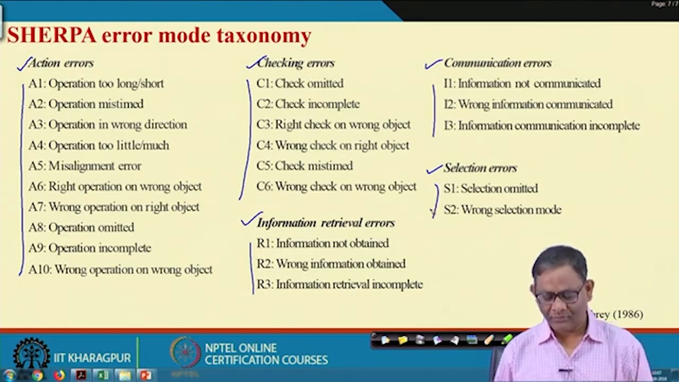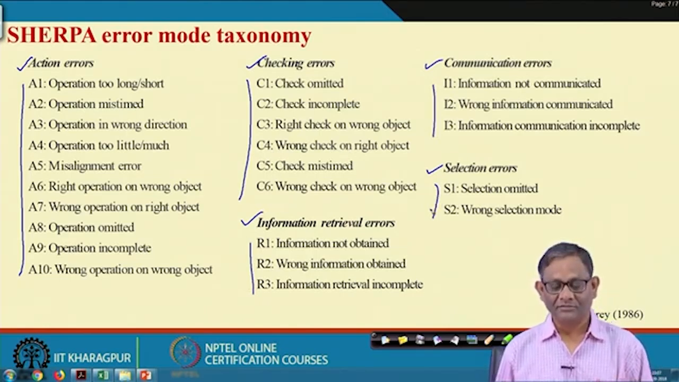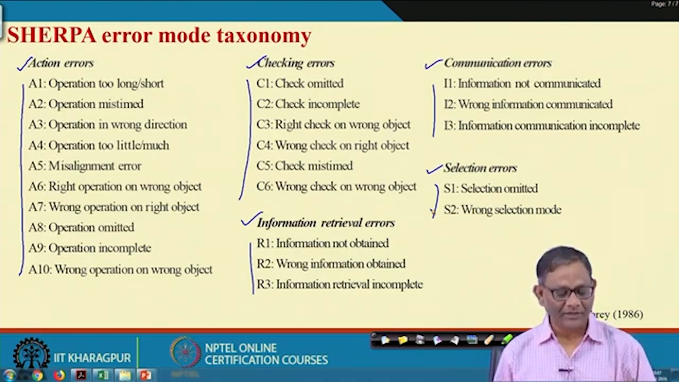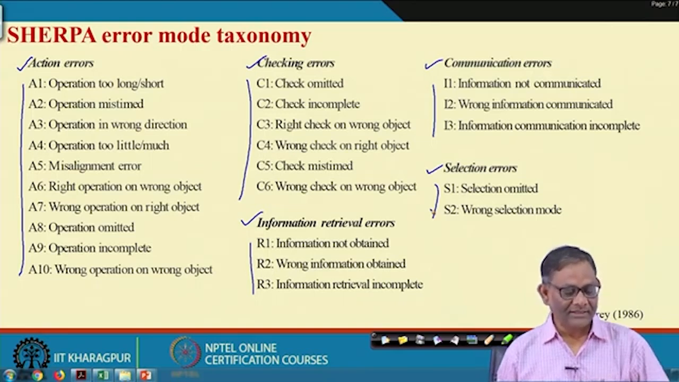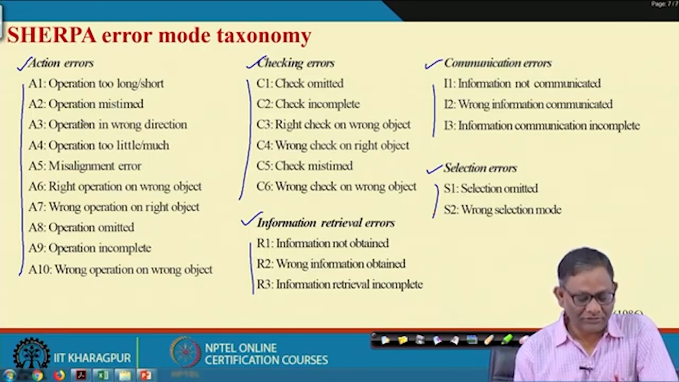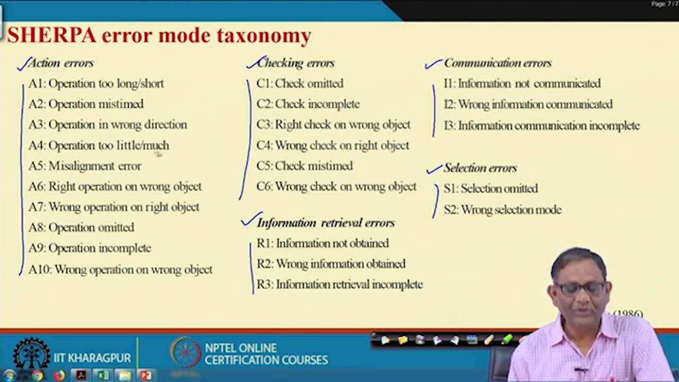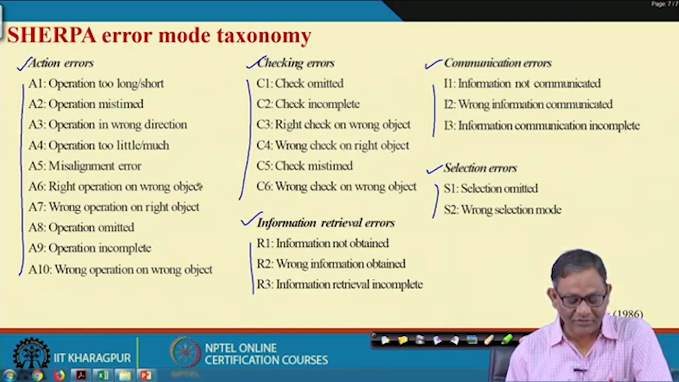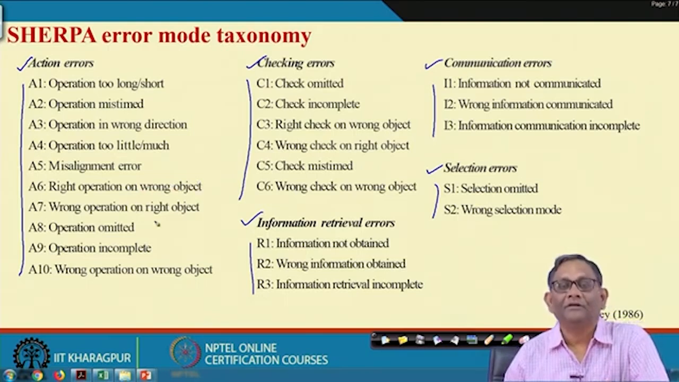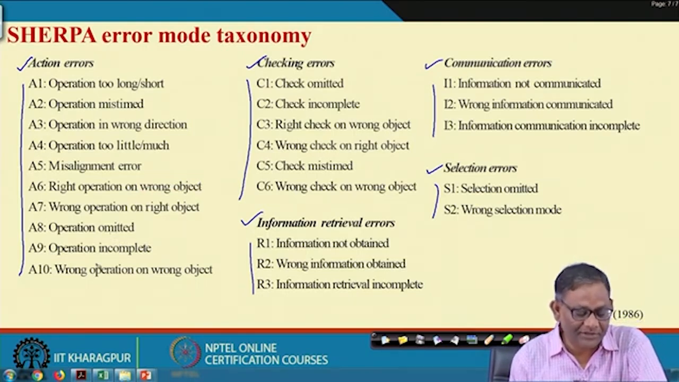So, it is more or less sufficient. When you see any task people are doing, an elemental task, you will find that the error will fit into one or more of the different types. Under action error: operation too long, too short, operation mistimed, operation in wrong direction, operation too little, too much, misalignment error, right operation on wrong object, wrong operation on right object, operation omitted, operation incomplete, wrong operation on wrong object.